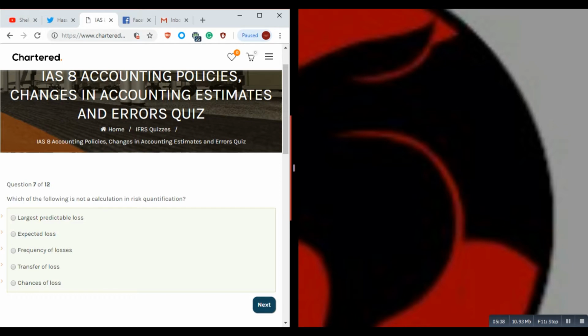So, which of the following is not a calculation in risk quantification? Largest predictable loss, expected loss, frequency of losses, transfer of loss, chances of loss.